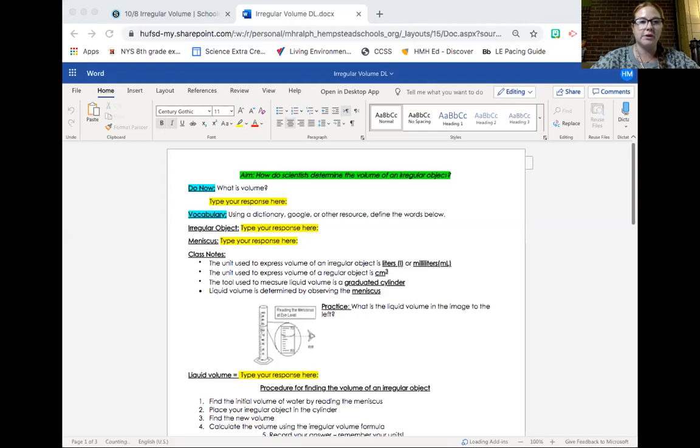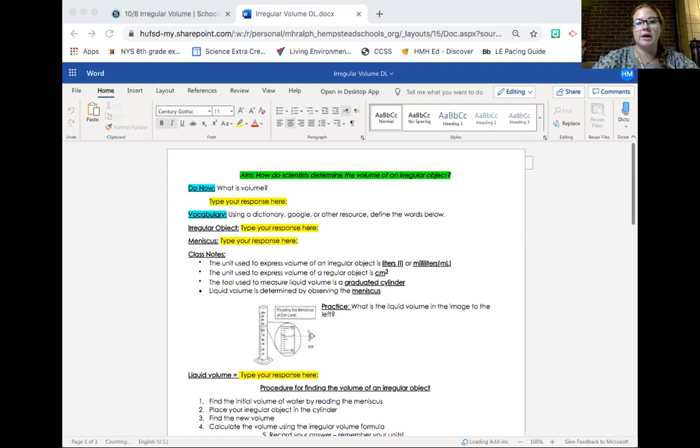So some vocabulary for today. Irregular object is an object without a definitive length, width, or height. And the meniscus, which we'll talk about in a moment, is the curved upper surface of the water in a tube, specifically the tube being a graduated cylinder. So this is our graduated cylinder. So take a moment to write down the definitions of our vocabulary for this lesson, and when you are done, you can press play to move on.